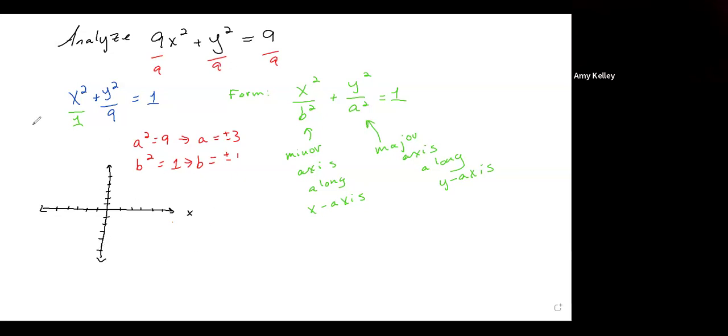All right, and our vertices are going to occur at points (0, 3) and (0, negative 3). I'll just call this vertex 1 or v sub 1, vertex 2 or v sub 2. Coordinates of the minor axis are given by b. So that means b is equal to plus or minus 1 right here. So we'll have a point at (1, 0) and (negative 1, 0).